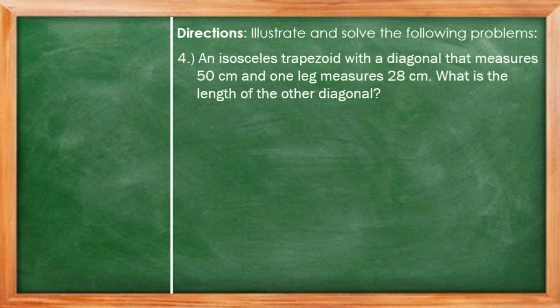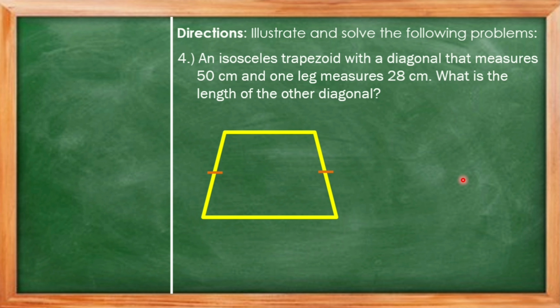Next, problem number 4. An isosceles trapezoid with diagonal that measures 50 centimeters and one leg measures 28 centimeters. What is the length of the other diagonal? Okay, let's draw first an isosceles trapezoid. And these two markings indicates that these two legs are congruent in measure. Okay, it says in the problem that the diagonal measure 50 centimeters and one leg measures 28 centimeters. So kung 28 ito, dahil congruent itong dalawang legs na to, so ibig sabihin itong kabilang legs ay 28 centimeters din. Okay, so what is the length of the other diagonal?